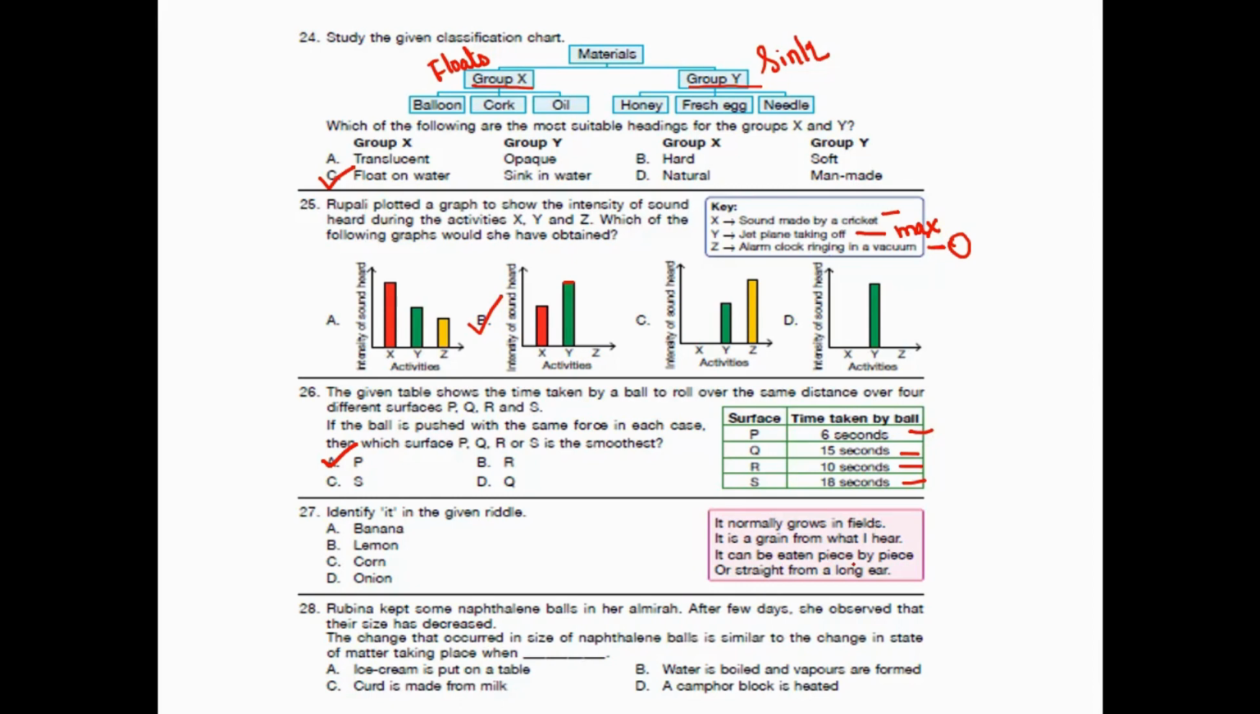It can be eaten piece by piece. So here in the options, we can see that corn can be the correct answer. Why? Because it grows in the field. Corn is a grain and when we eat popcorn, we take it piece by piece, right? So C is the correct answer.